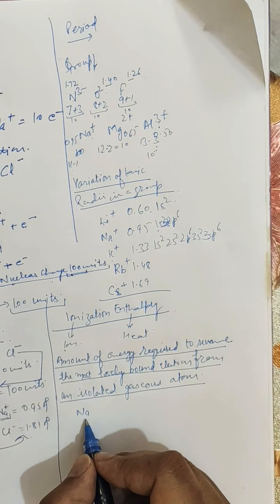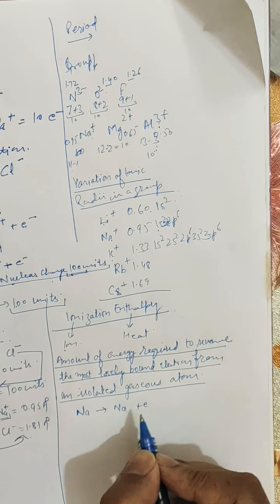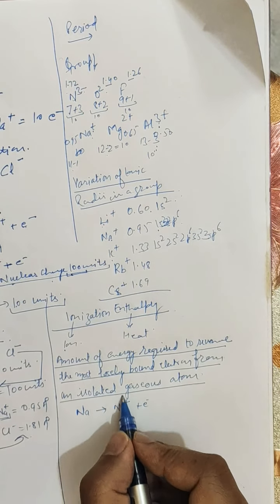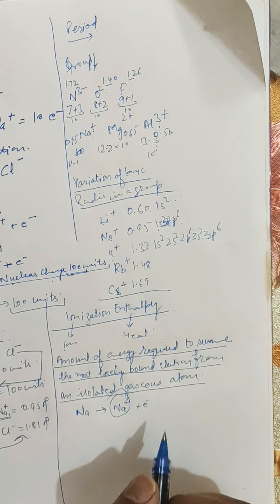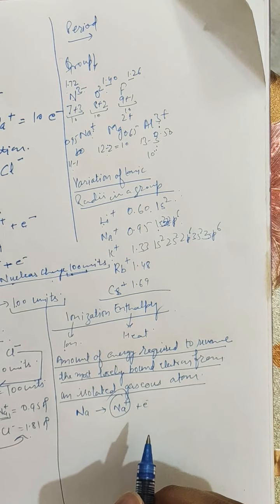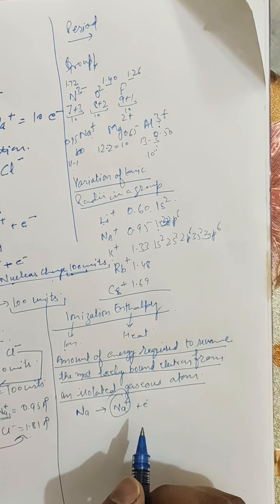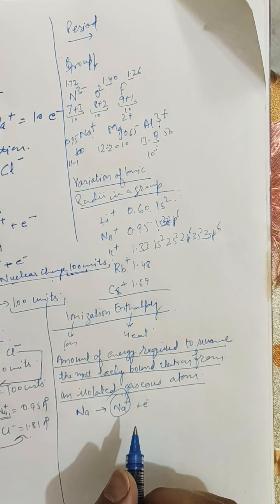If we remove the electron from sodium, then what will be the result? There will be the formation of a cation. So ionization energy results in the formation of a cation. Ionization enthalpy is also called ionization potential because it is measured as the amount of potential needed to remove the most loosely held electron from the gaseous atom.